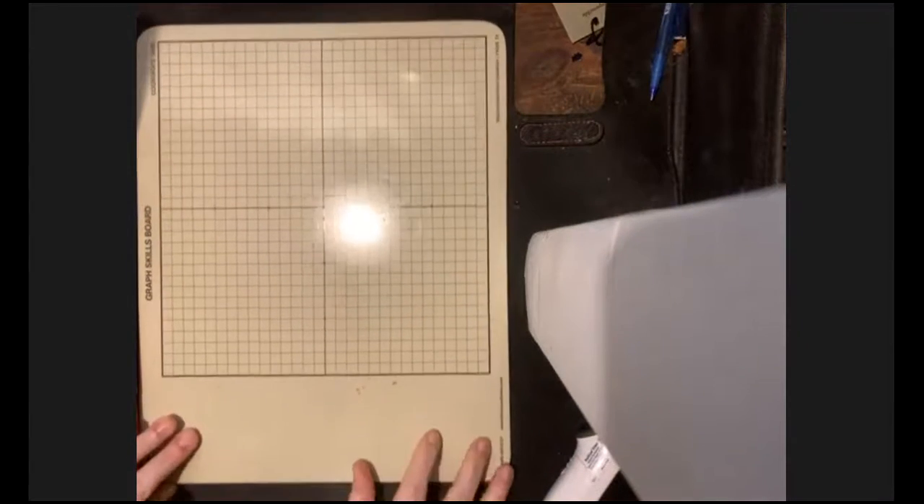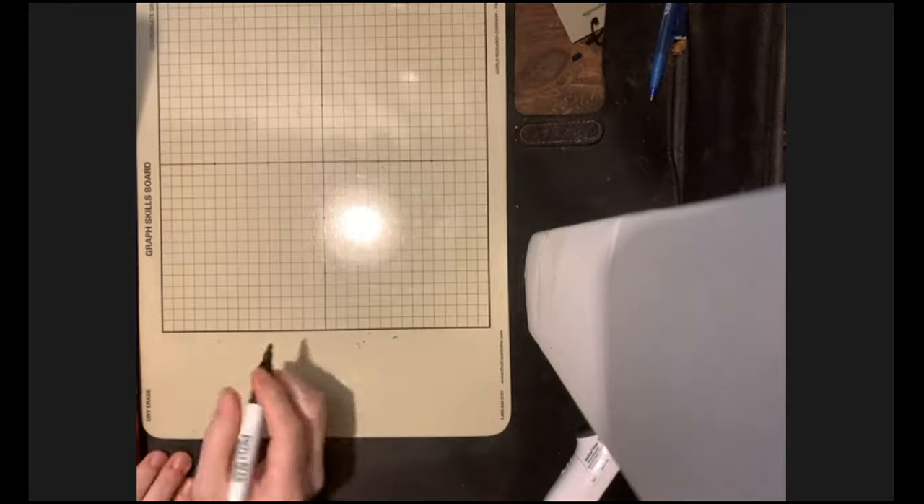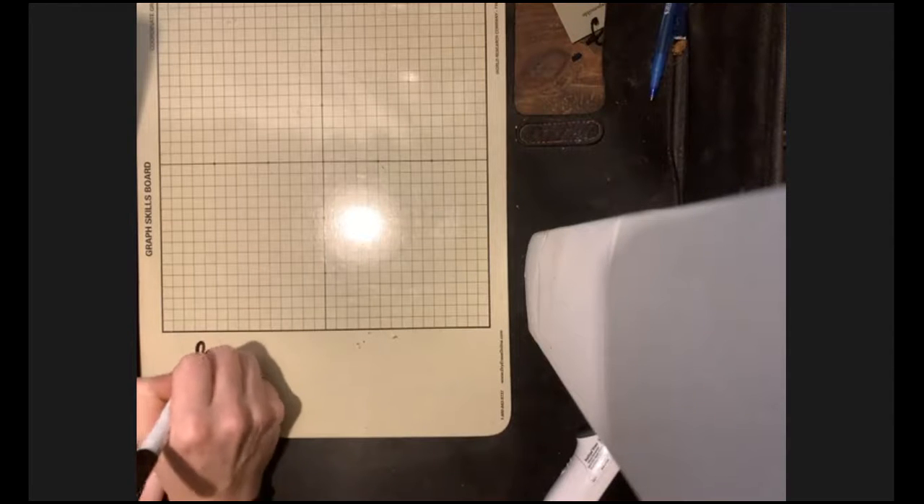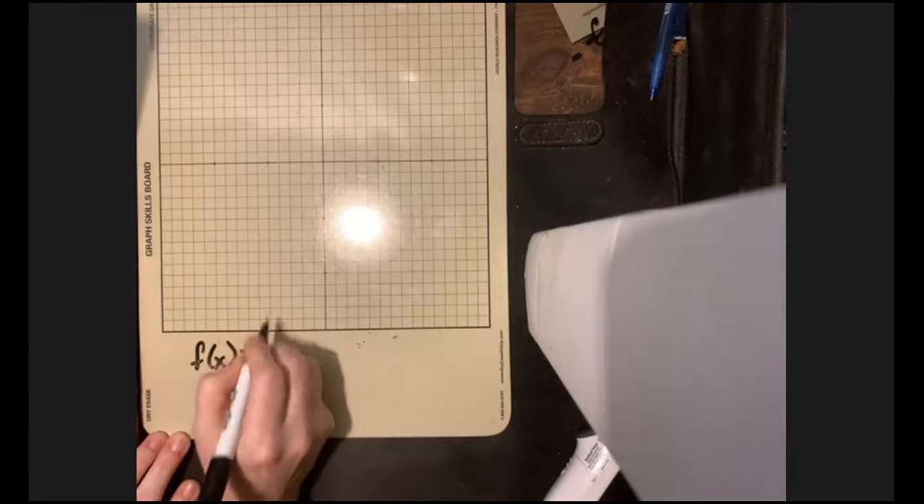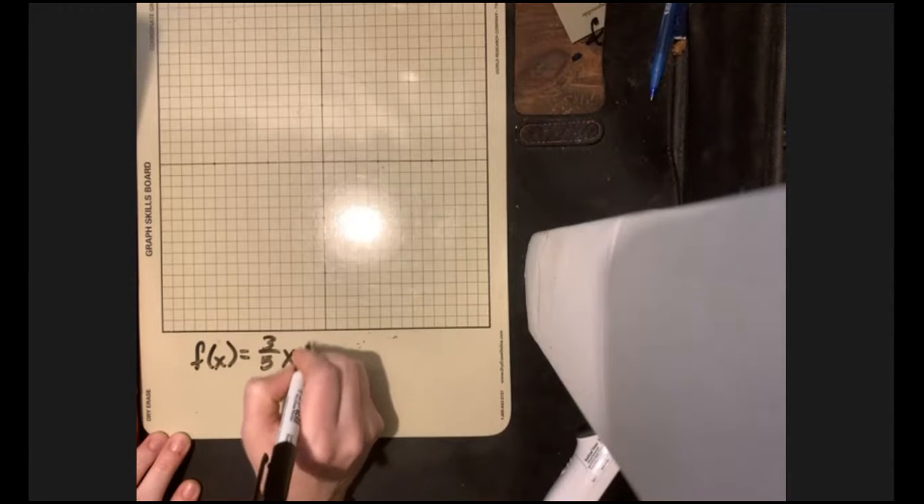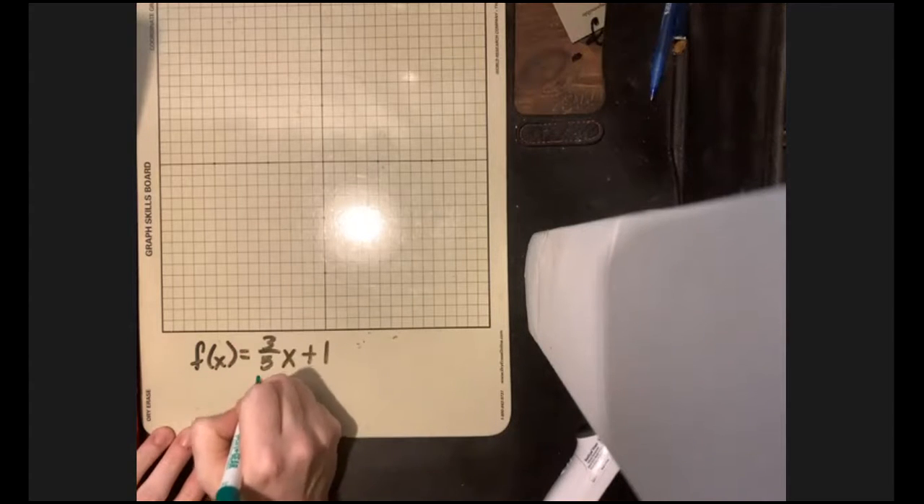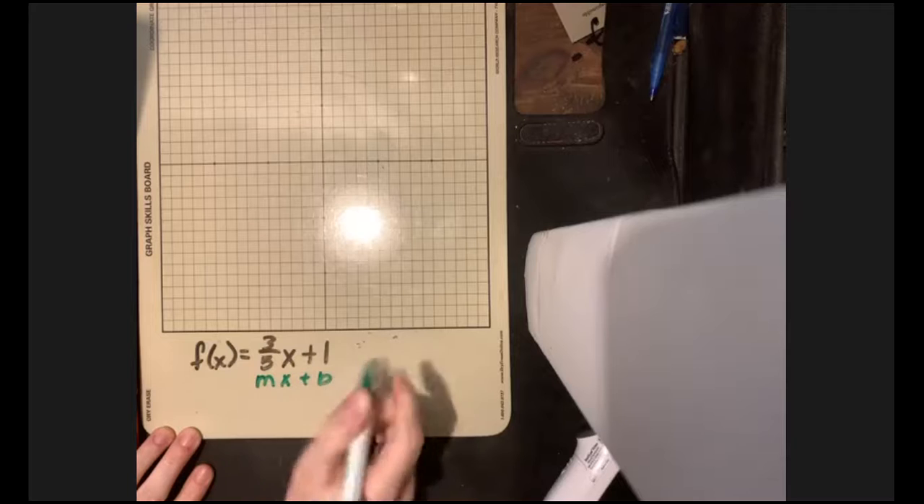Now, the last example that we're going to do out of this section is they want us to do some graphing. So I'm going to flip my board over here so that I've got a nice pretty grid space. And the equation that they want us to graph is f of x equals 3/5 x plus 1. Now, I got this from a friend of mine, okay? Thinking about mx plus b.